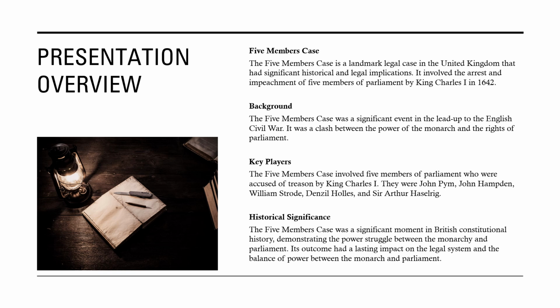Historical significance: the Five Members Case was a significant moment in British constitutional history, demonstrating the power struggle between the monarchy and Parliament. Its outcome had a lasting impact on the legal system and the balance of power between the monarch and Parliament.